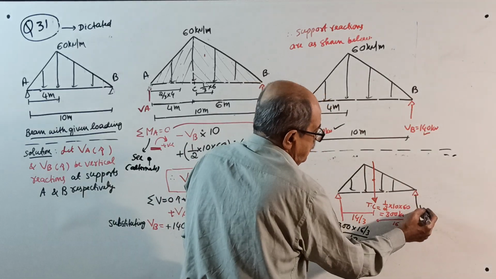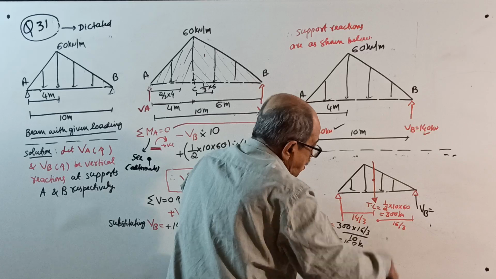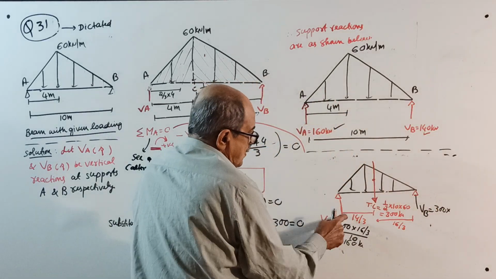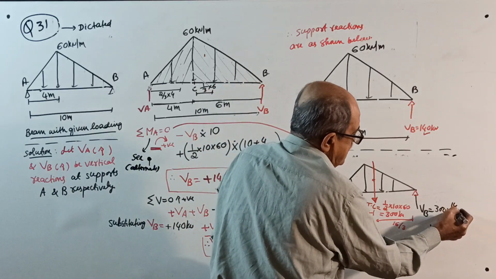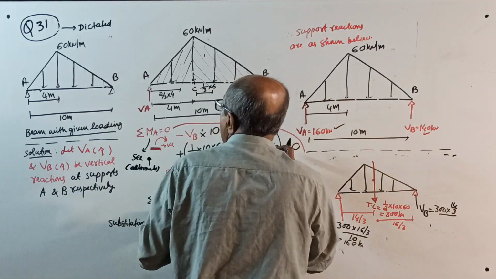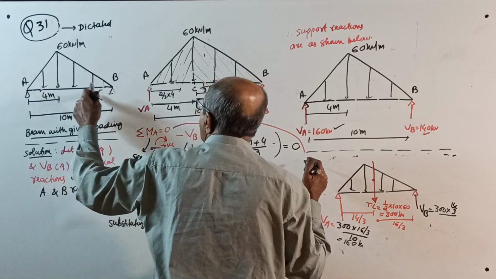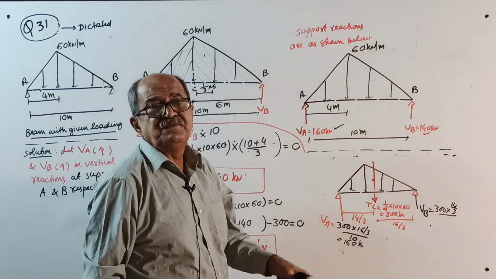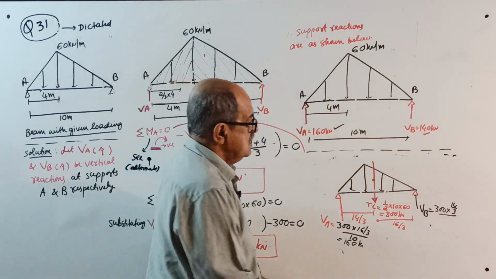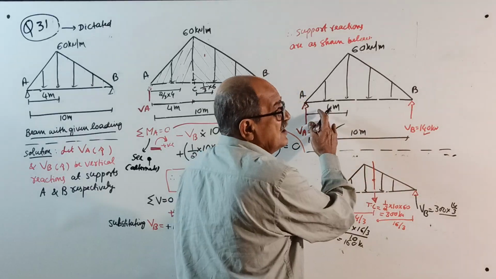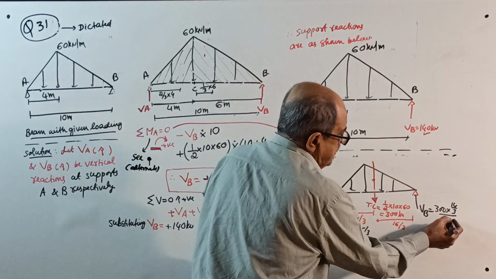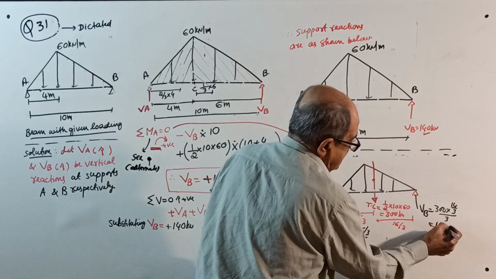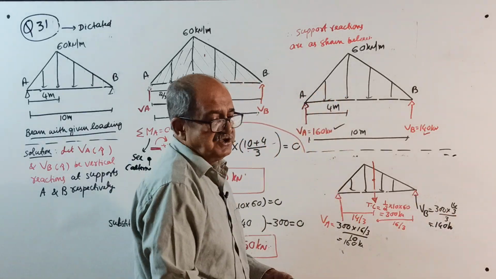This reaction VB equal to total load 300 kilonewton into other distance 14 by 3. Other distance is not this. See, when I tell other distance, not 4 and 6. Other distance means the distance of the centroid from the line of action of the load. Somebody has done it. He told, sir, other is 4, sir. That is the linear dimension. Divide by 3. 140 kilonewton. Over. Okay, this question is over.